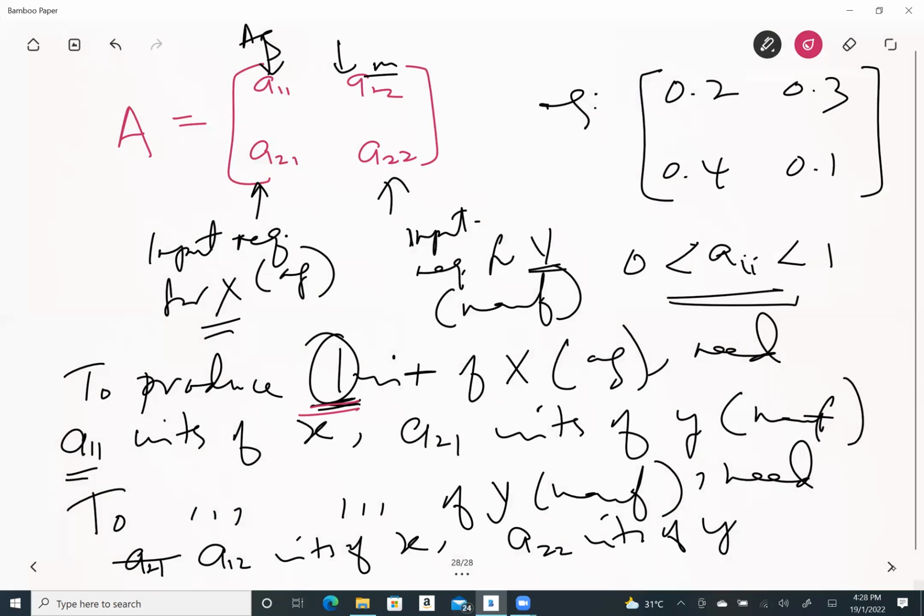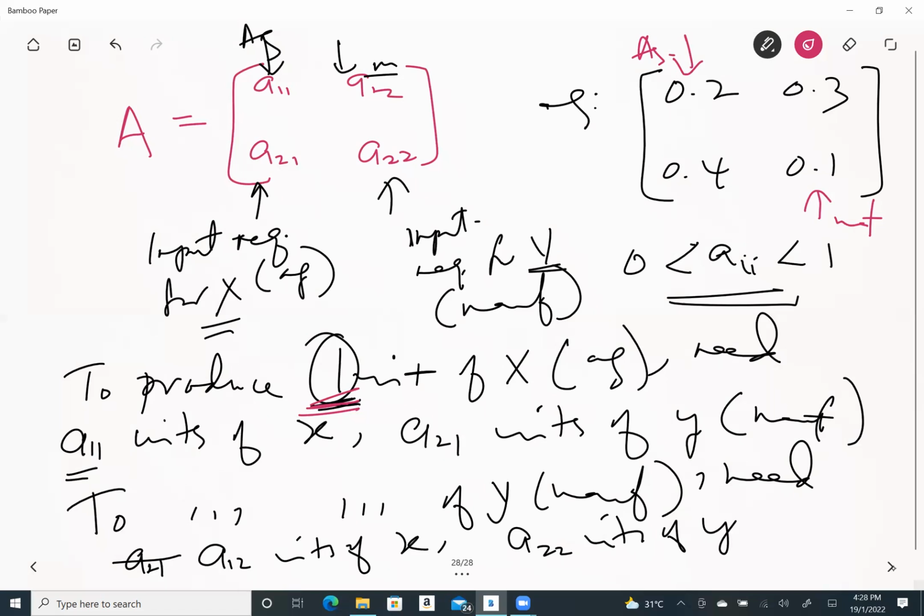So what do you mean by this number in the first column? Let's say this is agriculture and that is manufacturing. In other words, if I want to produce 1 unit of agriculture output, I need 0.2 units of agriculture and I need 0.4 unit of manufacturing output. Now, that is for 1 unit.